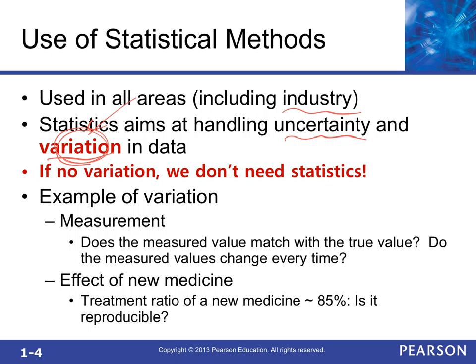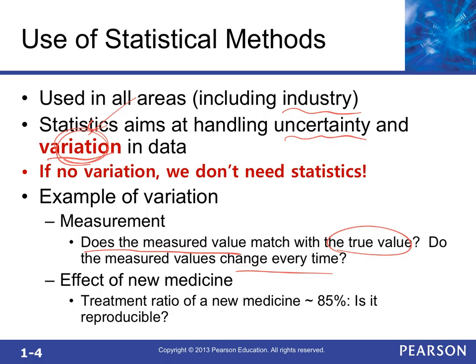So let's take a look at some examples of variation in many different situations. For example, let's consider the situation that we are going to measure something. In this case, we normally have two questions. The first question: does the measured value match the true value? Because nobody knows the true value, and the way to get information on the true value is the measurement. But there is a variation in the measurement. Another question that we may have is, do the measured values change every time? It may be true, so we also have to consider the variations among the measurements.